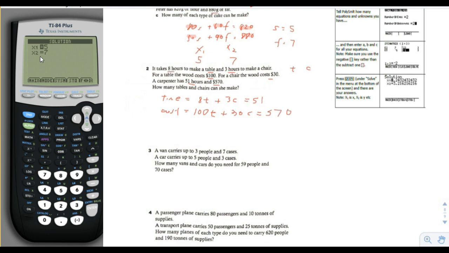Now we're just going to put these numbers into PolySMLT. To go back, we press main, start over, simultaneous equation solver, 2 equations, 2 unknowns. In math studies we always do 2 equations, 2 unknowns, and so we put 8, 100, and 3, and 30, and 51, 570.